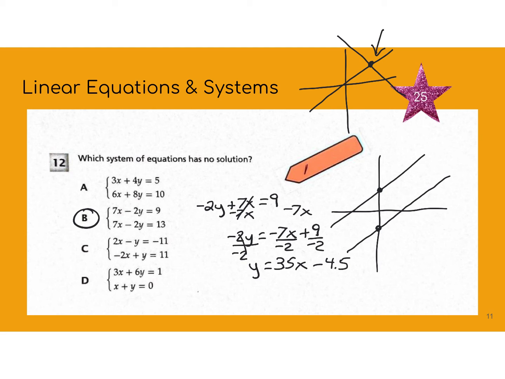If you were to do the same exact thing with the second one, it's essentially the same, but you're going to end up with y equals 3.5x minus something different, because it's 13 divided by 2 instead. So you'd end up with minus 6.5. So that would be why they have the same slope, but they have different y-intercepts.